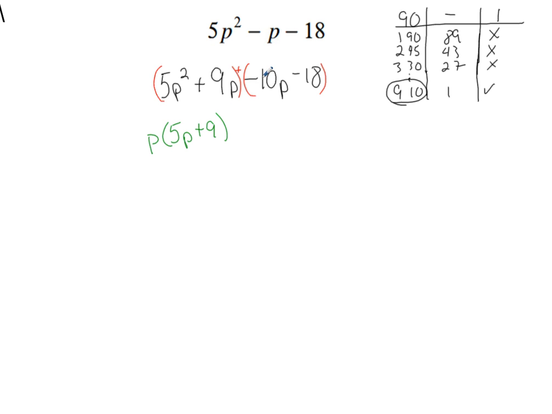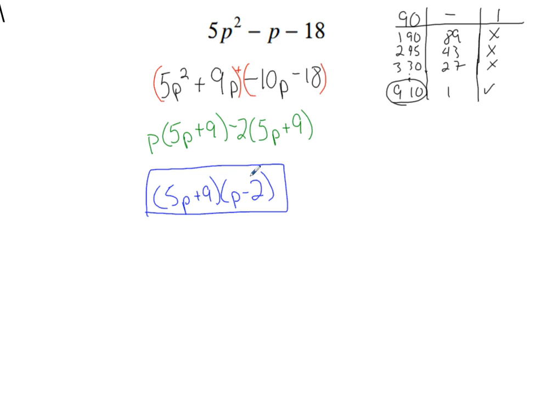GCF of negative 10p minus 18. Now, signs are opposite, so I'm going to factor out a negative, and the GCF is 2. So negative 2. So when I factor that out, I get 5p plus 9. Notice it's the same thing inside the parentheses, so this is factorable. And so we get 5p plus 9 and p minus 2 as our answer.